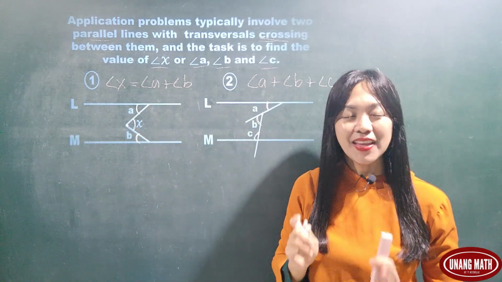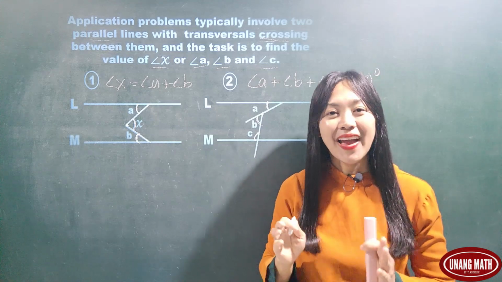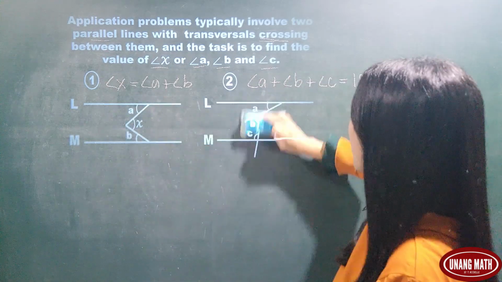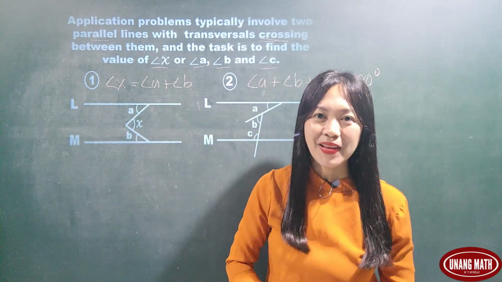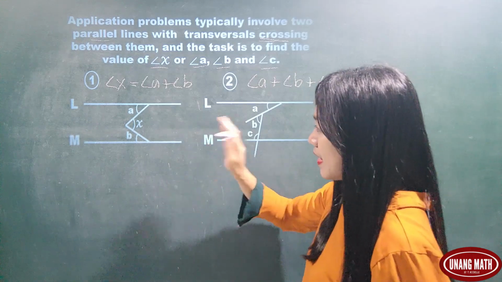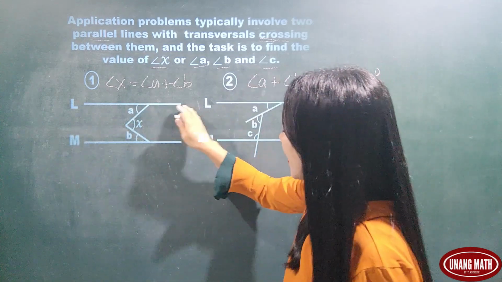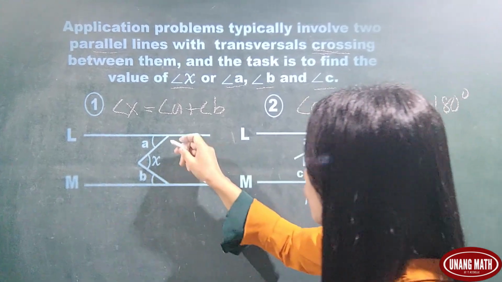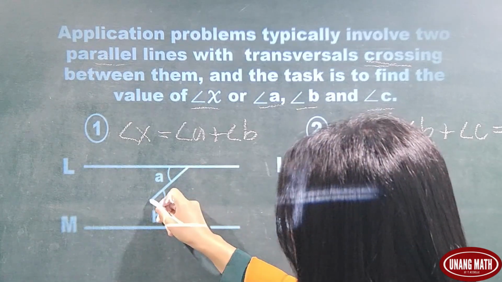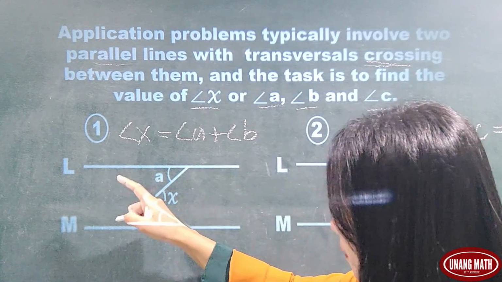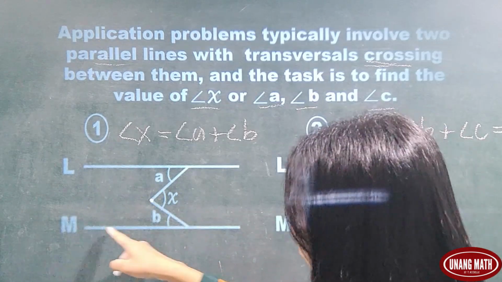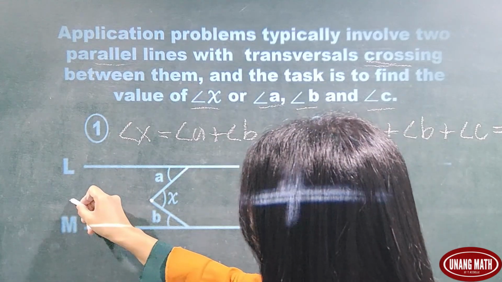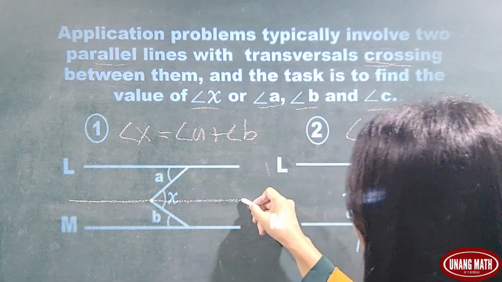And the key point is we will draw a helping line. Okay, so what is a helping line? How are we going to draw the helping line? Helping line is parallel to line L and line M. And we will draw that to where the transversals meet or cross. Okay, it must be parallel to line L and M to where the transversals meet or cross. So that means helping line is this line.